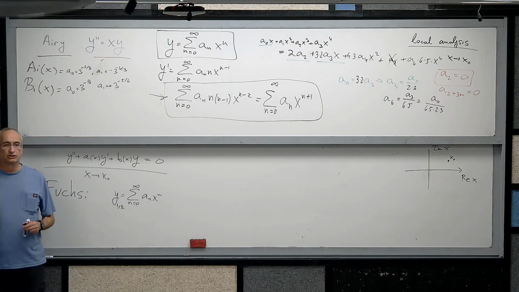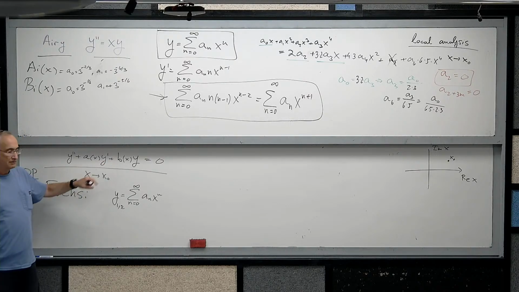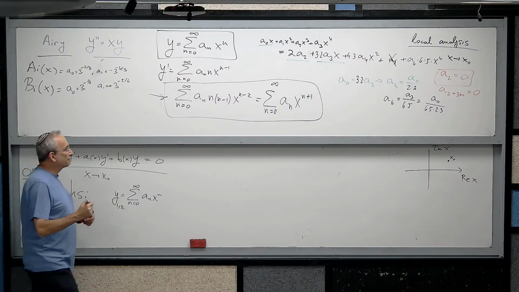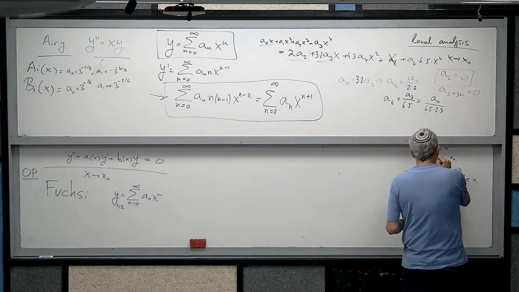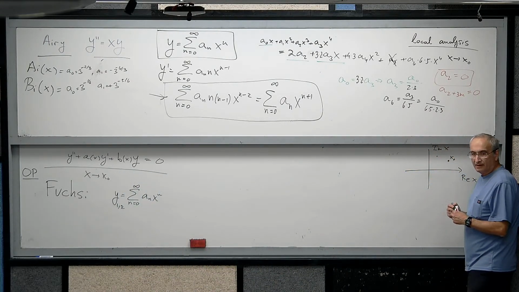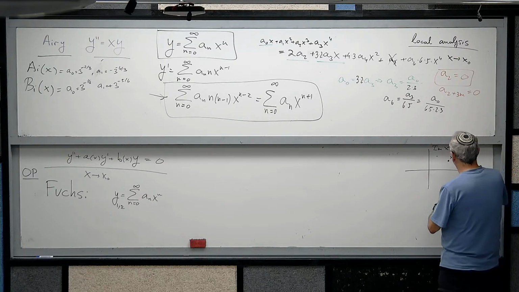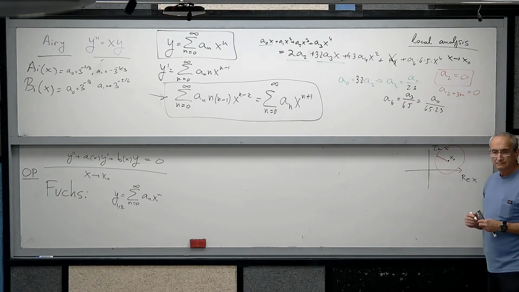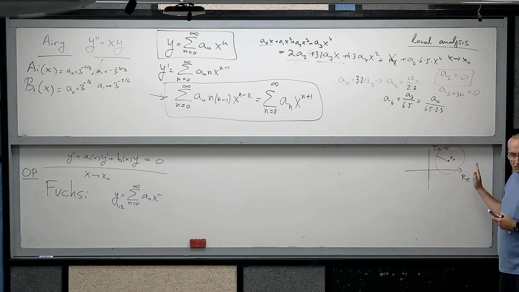that converge to the correct solution, and the radius of convergence is at least the distance to the next singular point, right? So if the closest singular point is here, say, then the radius of convergence is at least this one. You see?